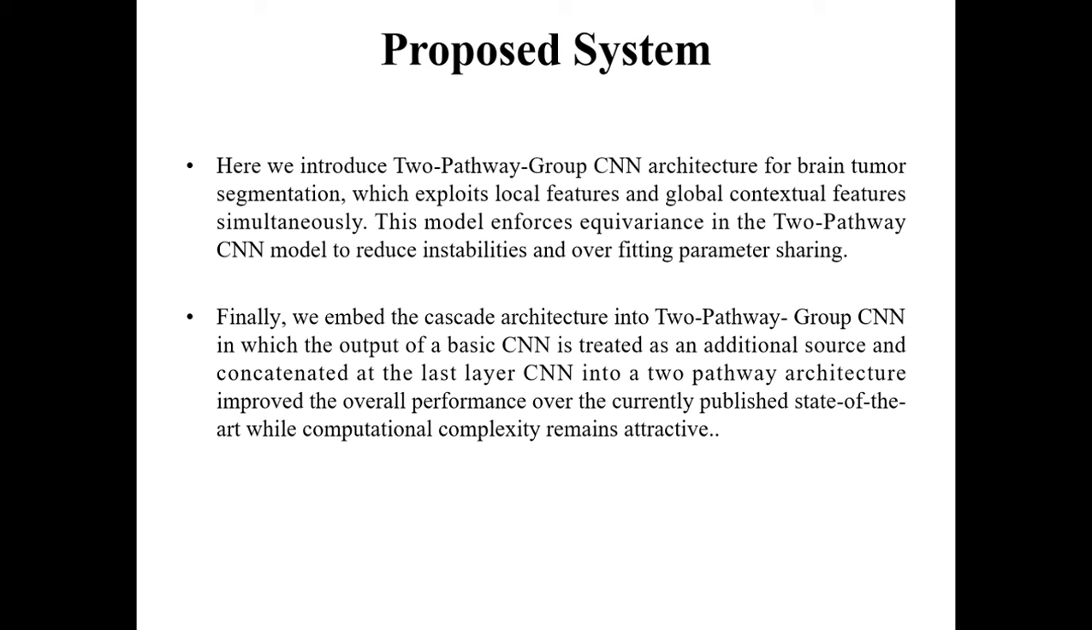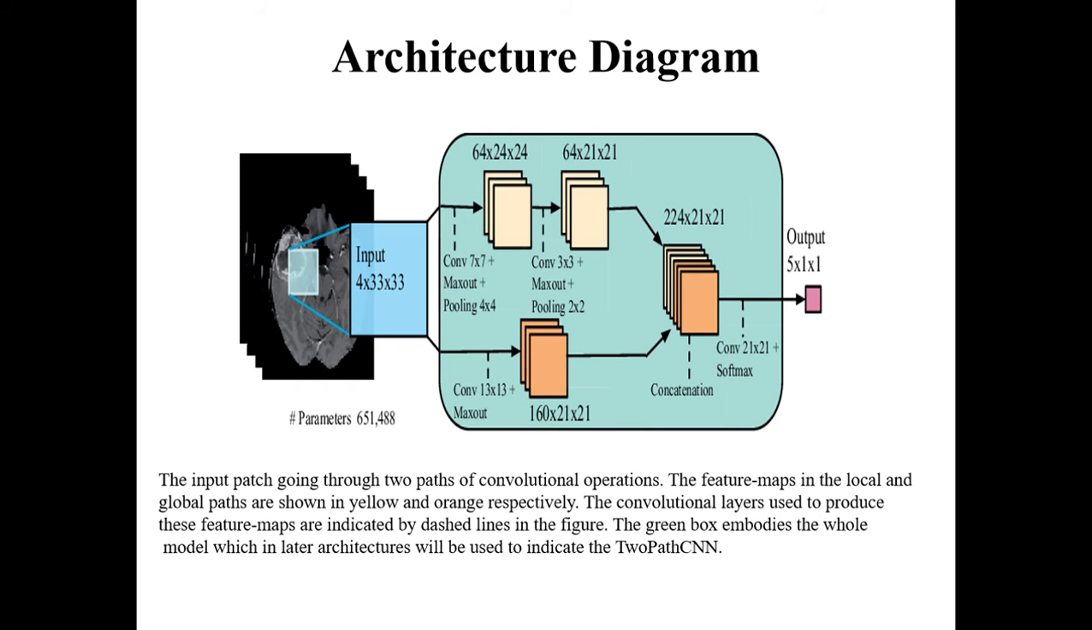Finally, we import the cascade architecture into a two pathway group CNN, in which the output of the basic CNN is treated as additional sources and concatenated at the last layer of the CNN into a two pathway architecture. This improves the overall performance over the currently published state of the art, while computational complexity remains attractive. And this is the architecture diagram which I have done.